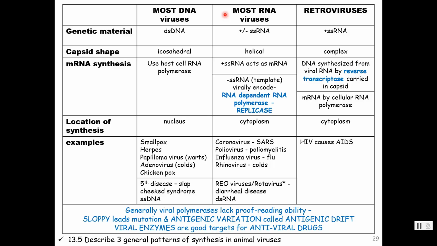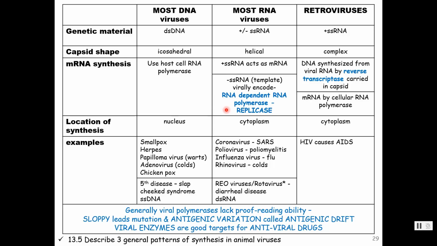Most RNA viruses, this is generalizations once again, can be either positive stranded, which means they can immediately act as a messenger RNA, or negative stranded, antisense. So then they have to be transcribed, so you have to use this negative strand as a template to get positive strand that can then be converted into messenger RNA. That is usually done by what's called an RNA-dependent RNA polymerase. Your book collectively called that replicase.